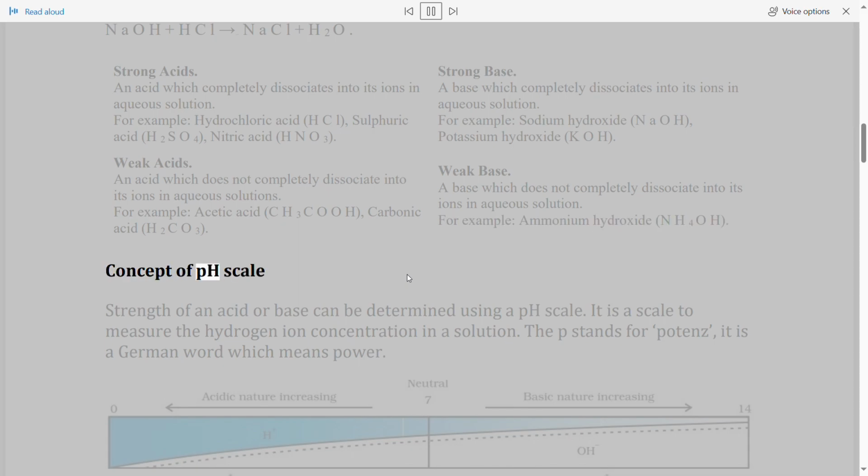Concept of pH scale. The strength of an acid or base can be determined using a pH scale. It is a scale to measure the hydrogen ion concentration in a solution. The p stands for potenz. It is a German word which means power.